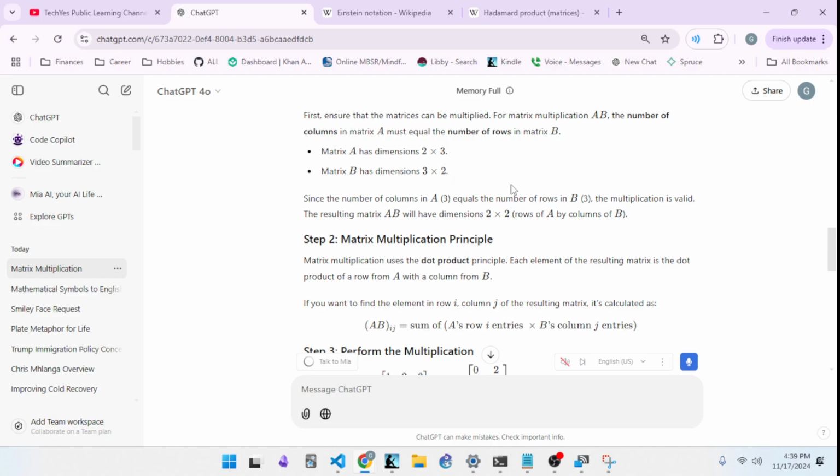It says the number of columns in A equals the number of rows in B, so the multiplication is valid. The resulting matrix AB will have dimensions 2 by 2, rows of A by columns of B. How do you know that the resulting matrix AB has dimensions 2 by 2?